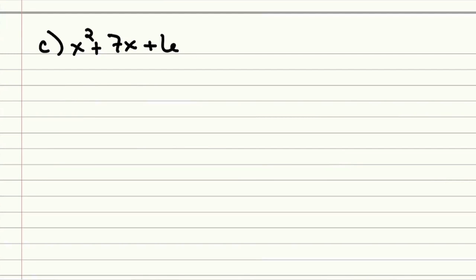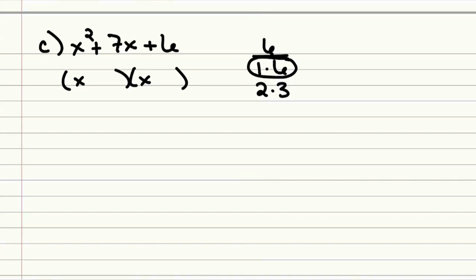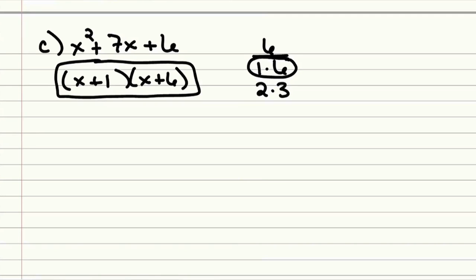Last but not least, C. We have x squared plus 7x plus 6. We can go to x times x. And we want factors of a positive 6 that add to a positive 7. So 1 times 6 and 2 times 3. So 1 plus 6 works. Plus 1 and plus 6. Double check, see how you did.